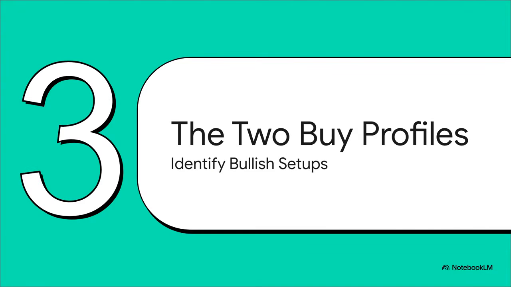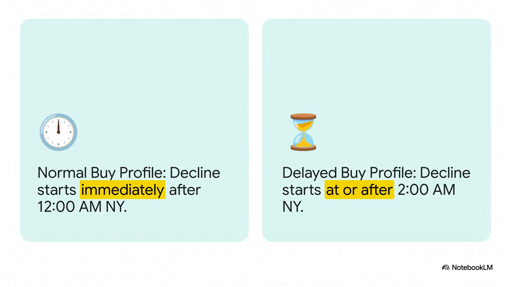Now that we've nailed down the sell-side logic, the buy profiles are going to feel like a walk in the park. Seriously, we're just going to take everything we just learned and flip it completely upside down. And it should be no surprise, just like the sell profiles, the normal buy and the delayed buy are separated by one single factor: timing. Only this time, instead of a rally, we're looking for a decline to trap sellers. Does it happen right at 12 a.m. or is it delayed until 2 a.m.?